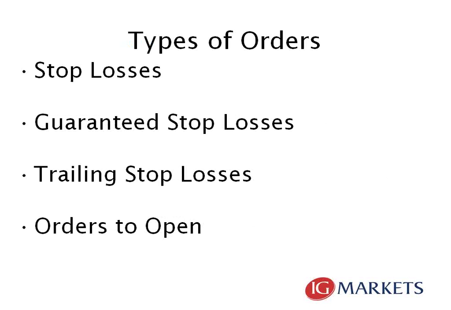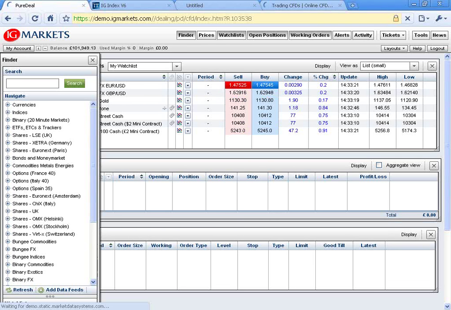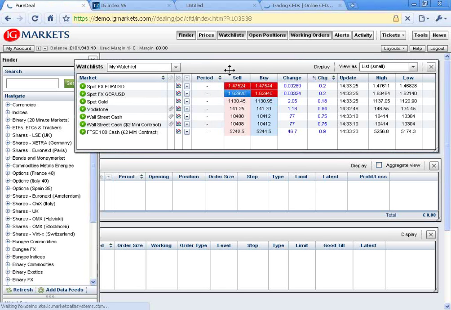Okay, today we're talking about orders. There are lots of different ways you can manage risk using orders and also just make your trading life a lot easier. We're going to look at stop losses, guaranteed stop losses, trailing stop losses, and orders to open. First of all, let's start by looking at some of the most basic level of risk management that we can do.